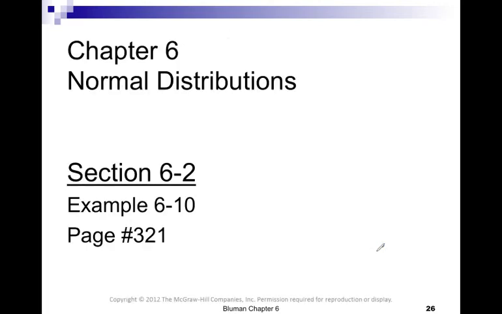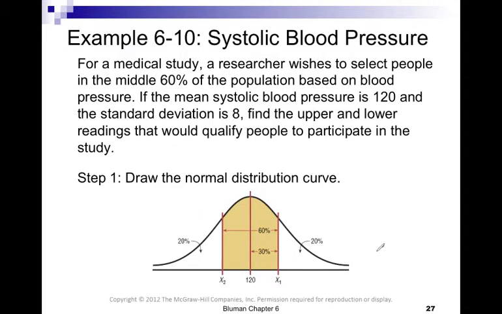All right, this is example 6.10, page 321. Systolic blood pressure. For a medical study, a researcher wishes to select people in the middle 60% of a population based on blood pressure. The mean systolic blood pressure is 120, so they've put the mean on the curve. And the standard deviation is 8. Find the upper and lower readings.